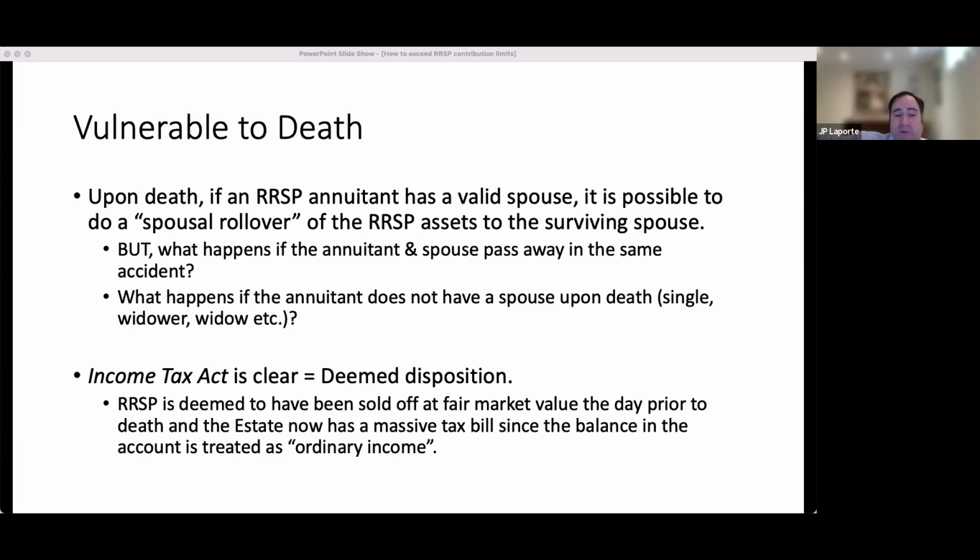And unfortunately for us Canadians that are using RRSPs, the Income Tax Act is extremely clear on what happens on death. We have what's called a deemed disposition. And the Income Tax Act deems that everything that's sitting in the account is treated as ordinary income. So now what used to be tax exempt becomes taxable to the estate. And since the estate gets all this money, typically it's going to be paying sometimes over 50%. Next slide.